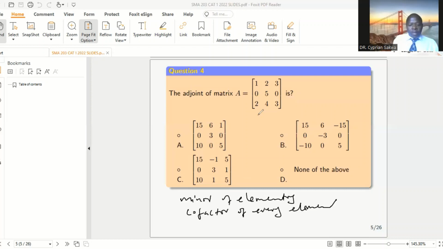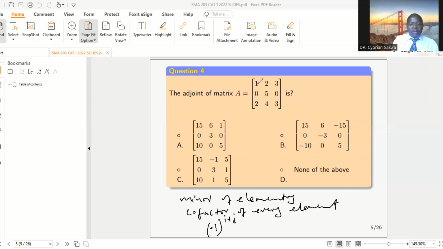So what I mean here is that we shall get the minor of 1, minor of 2, minor of 3, minor of 4, 0, minor of 5, minor of 3, 0, minor of these 2, minor of these 4, minor of these 3. And then get their corresponding cofactors. To get the cofactor, we just take the minor and multiply by the sign. The sign will be -1 raised to the row plus the column, so the ith row plus the jth column.